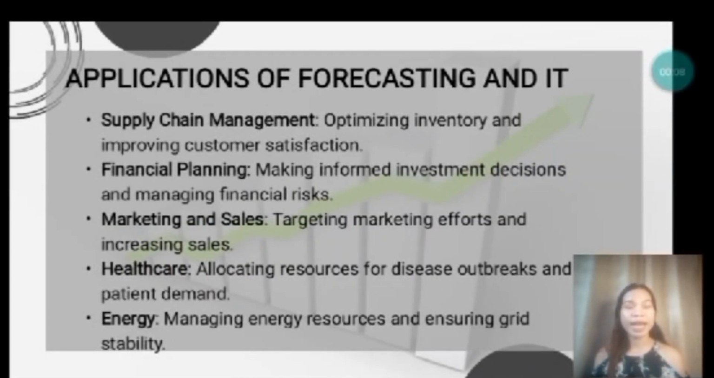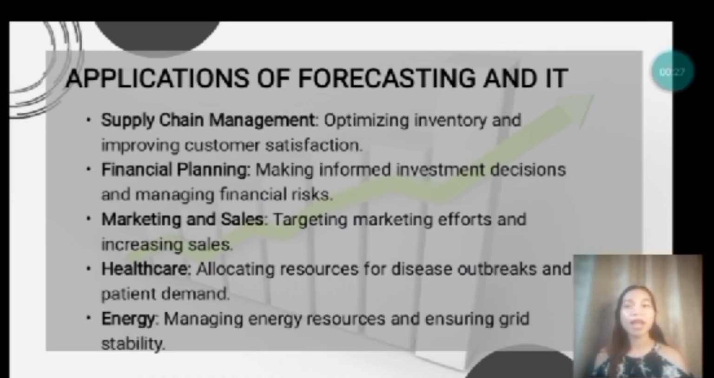Applications of forecasting and IT. So first, we have supply chain management. Forecasting helps optimize inventory levels and improve customer satisfaction by predicting demand. IT systems track inventory, sales, and other relevant data to make accurate forecasts.